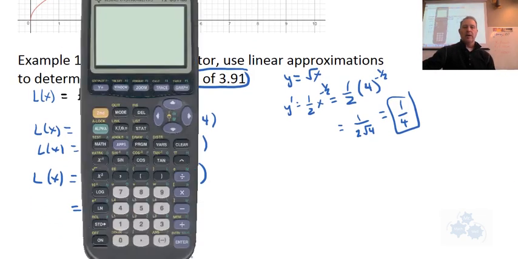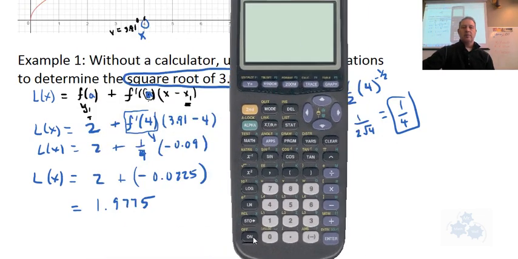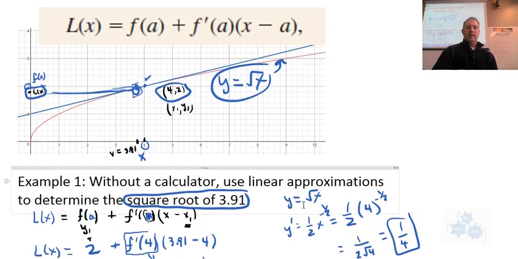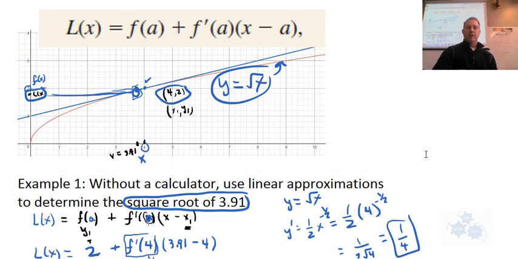So now when we're done, we can just confirm this. The square root of 3.91 is 1.9773. So we are very, very close. That's a good approximation. Got it? Okay. All right, so that's that example there using local linearization.